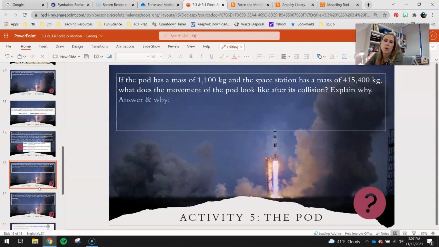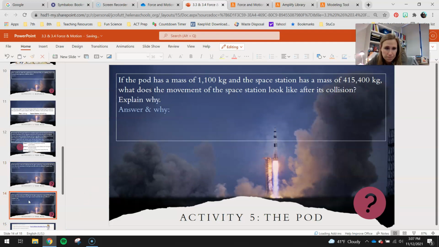If the pod has a mass of 1,100 kilograms and the space station has a mass of 450,400 kilograms, what does the movement of the pod look like after its collision? Explain why. Tell me what you think it should be doing after it hits the space station. If the pod has a mass of 1,100 kilograms and the space station has a mass of 415,400 kilograms, what does the movement of the space station look like after its collision? So what do you think the space station is going to do?